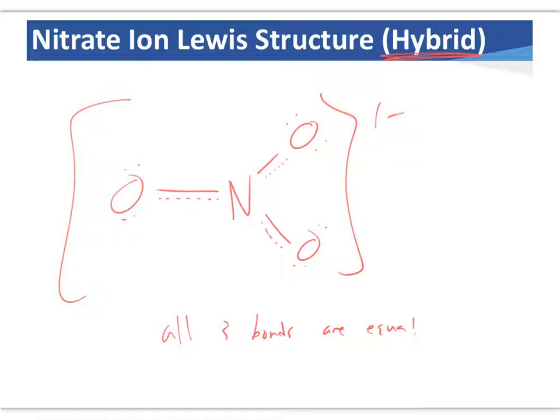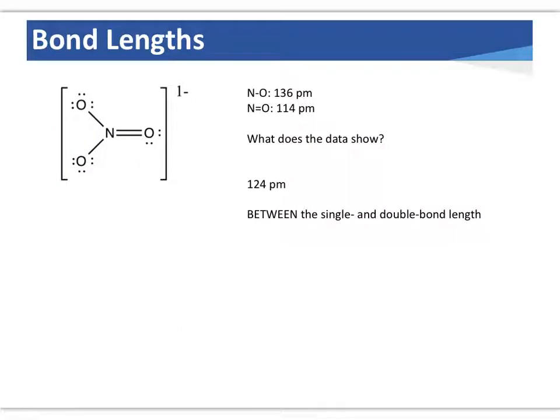That's the data. So we have 3 resonance structures. That's an imperfect model when the data actually shows us that it's a kind of a hybrid of the 3 resonance structures, kind of an average. So the data shows that it's 124 picometers, which is kind of in between a single bond and a double bond. It's between the length of a single bond and a double bond.